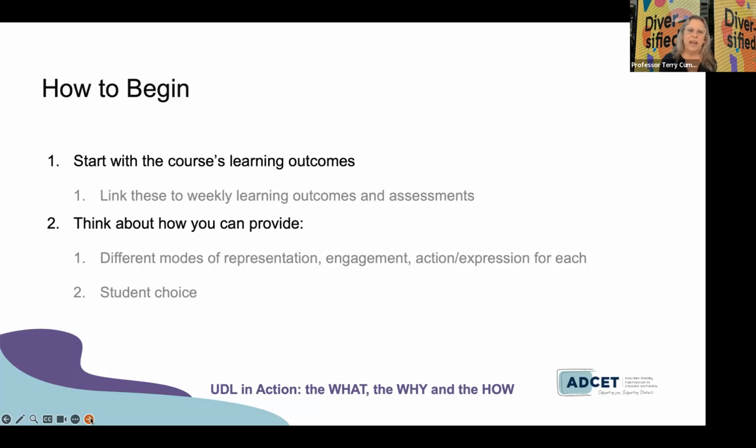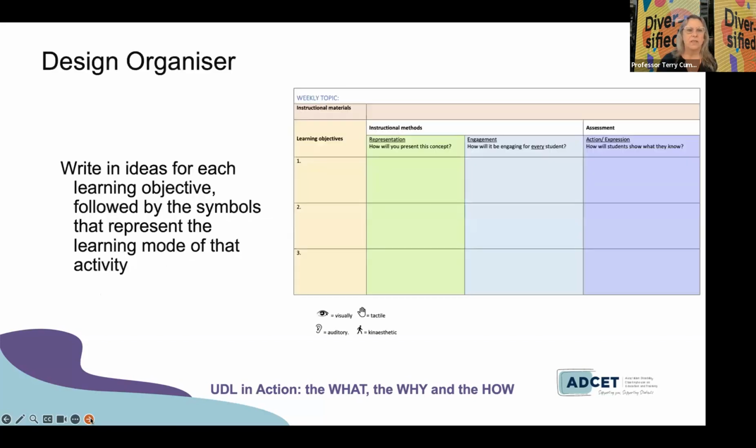And then think about how you can provide different modes of representation, engagement, action, and expression. This just sounds really simple. This is UDL, right? How can we give students a choice? So I have to give credit.